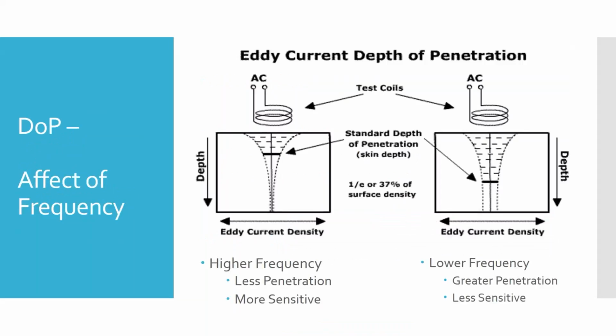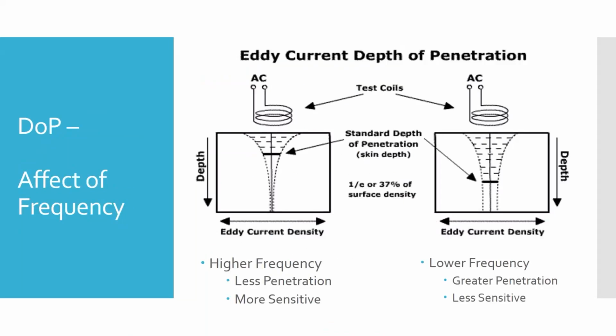And so here's an example of that. Higher frequency, we get less penetration, but it's more sensitive. We're going to see a lot more near the surface. So when we're looking for very fine surface cracks, say around a rivet hole or a bolt hole, we're going to want to use a fairly high frequency.